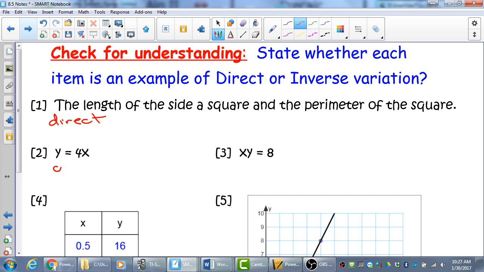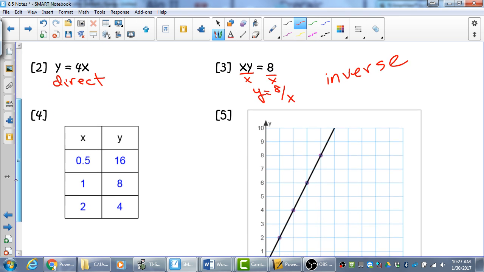Number 2, that's how you write direct. That's multiplication. Now number 3 might be the tricky one, but on direct and inverse, we don't have the variables on the same side. So what we could do on this one is divide by x. So y equals 8 over x. So anytime the variables are multiplied, that's actually an inverse relationship. So we can get this to look like the inverse equation. Get one of the variables with the k, with the constant, with the number.